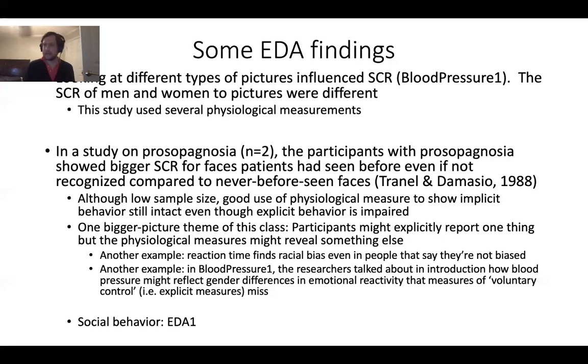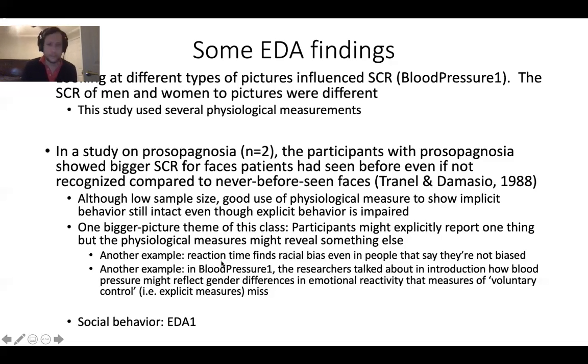And this is actually not the first study like this. This is like the third study, I believe, where this has been kind of a theme, or at least is mentioned in the study, where the physiological measures can show implicit or unconscious aspects of something that explicit self-report behaviors don't get at. So some other examples, which we talked about a lot in the first half of the class, reaction time. Reaction time, there's many, many different studies like this.